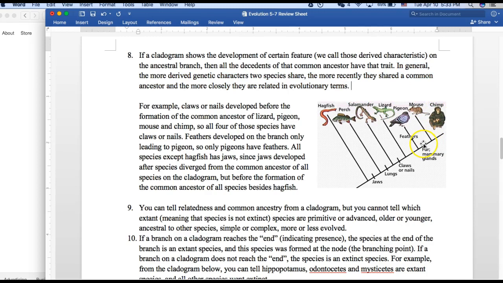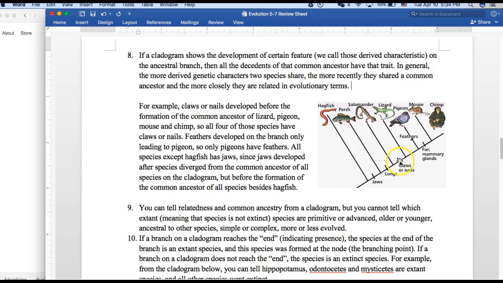And you're able to see which organisms have what type of characteristics. So for example, for jaws, because jaws is developed over here, all of these organisms have jaws. And then the perch, I guess that's a fish, branched out and evolved. And then on this side, the common ancestor right here for all of these species would all have lungs because the lungs were developed before all of these species developed.